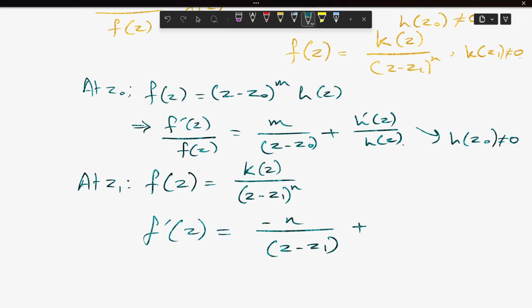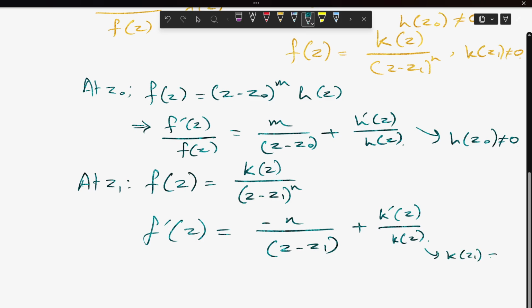The same method is used as at z0. So we get this thing plus k dash z by k z. Since k dash z by k z is analytic near z1, because k of z1 is not equal to 0, thus f dash z by f z has a simple pole at z0 with residue m and a simple pole at z1 with residue minus n.